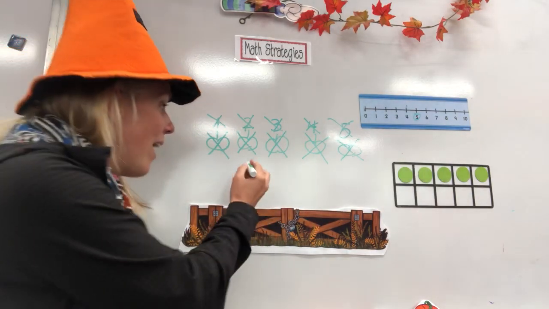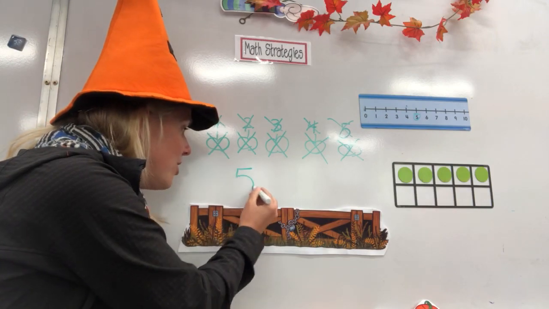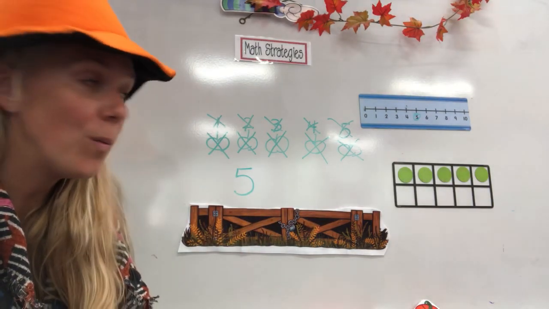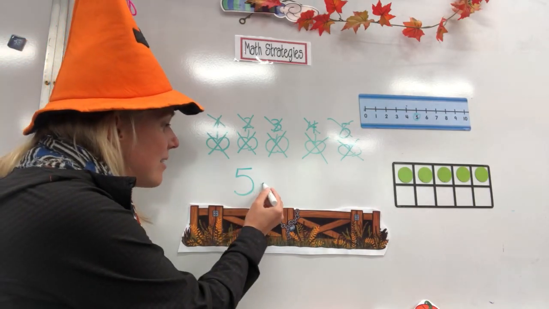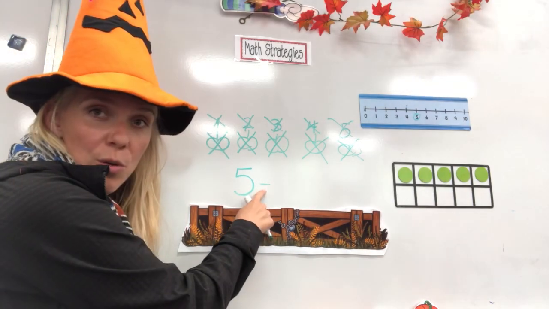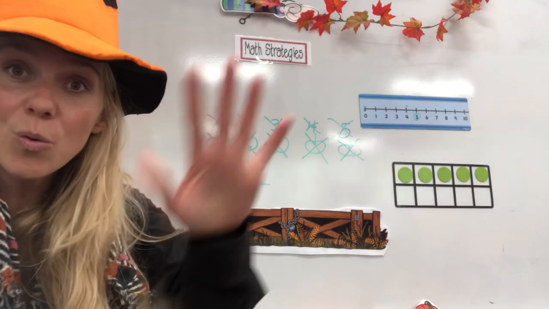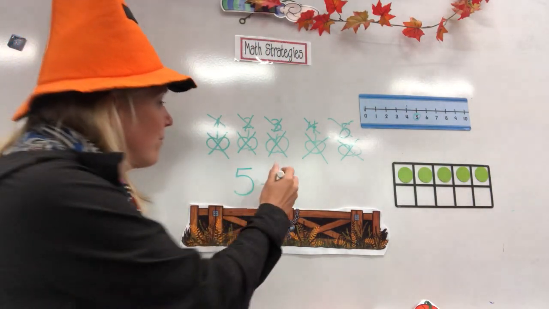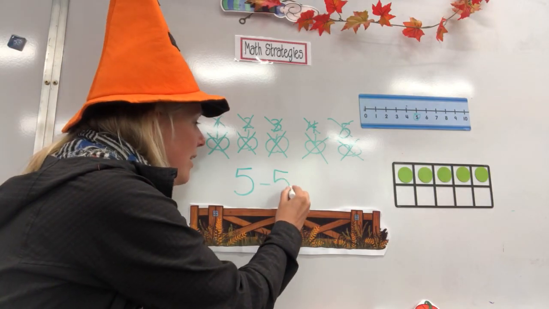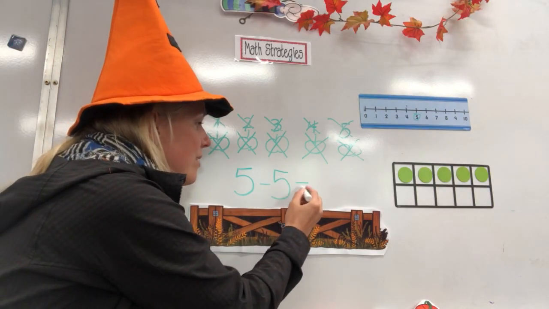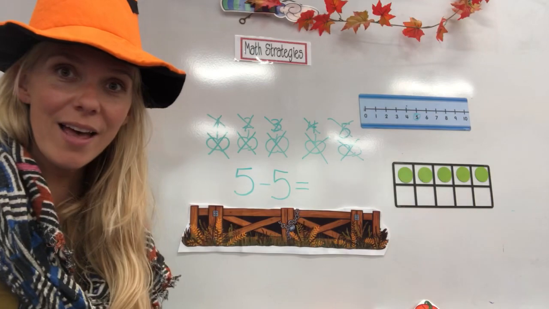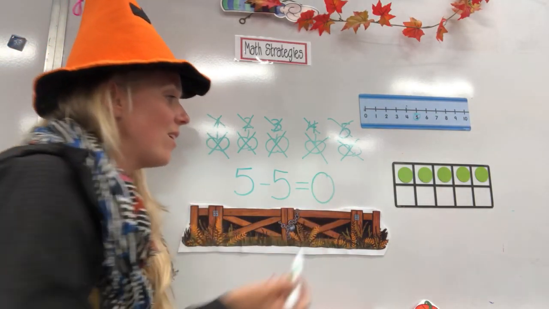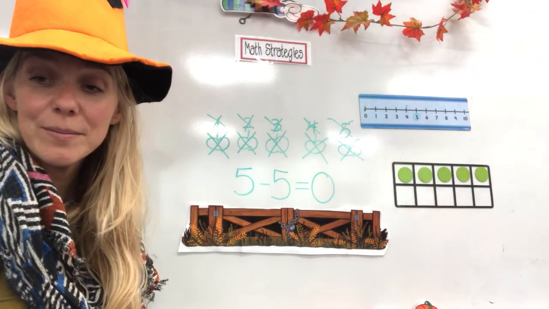We had 5 pumpkins. Let's write our equation. We took 5 away. Taking away is this minus sign. That's called subtraction when we take away. We took away all 5 pumpkins because they all rolled away, didn't they? And then how many were left? We're going to have our equal sign. How many were left? 0. 0 pumpkins were left.